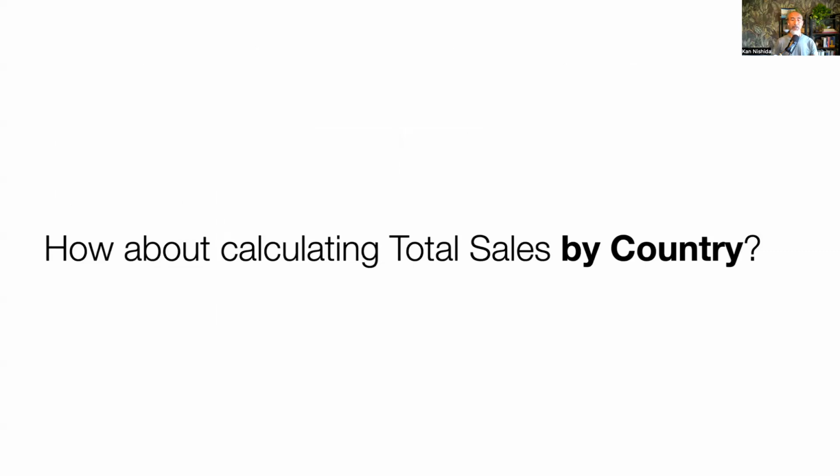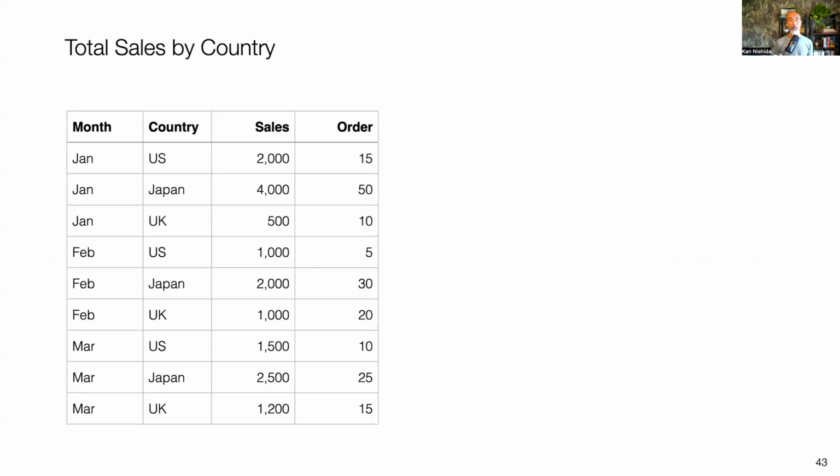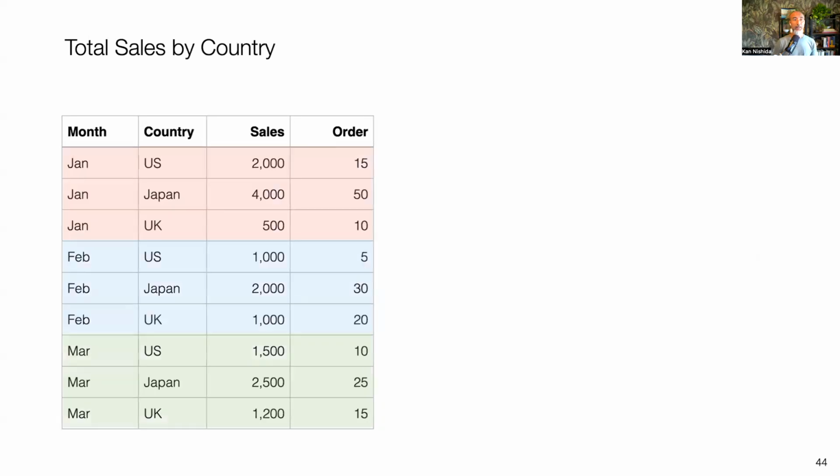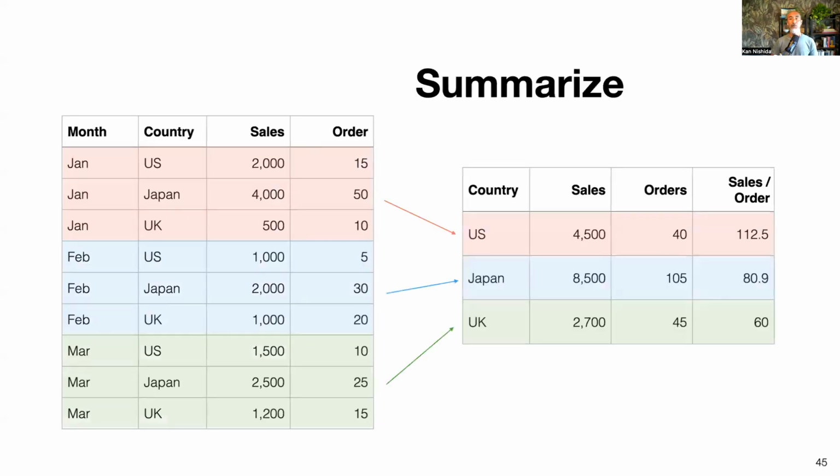Okay, how about calculating total sales by country? That's a super typical thing. Until this point, we just calculated the whole entire total numbers. But I want to calculate per country, for the US, Japan, and UK separately. In that case, you use summarize. Summarize lets you specify how you want to group the data. I want to group the data by country, which means there's the US, Japan, and UK, so we have three groups. Then inside, we apply the same function called sum.